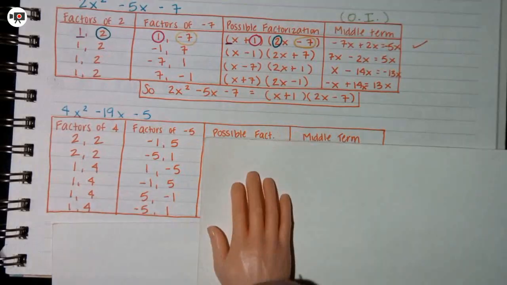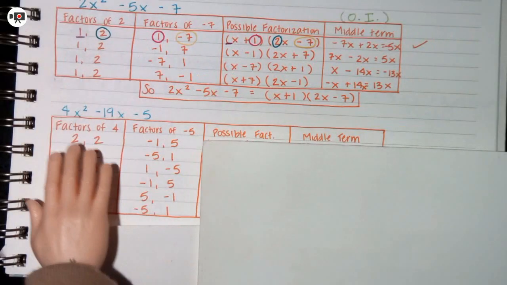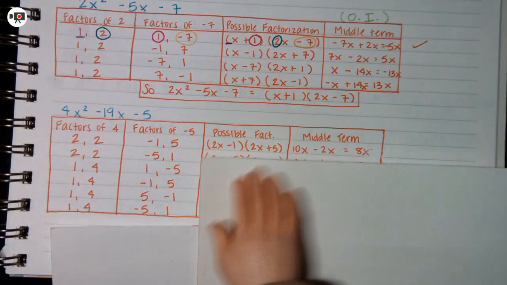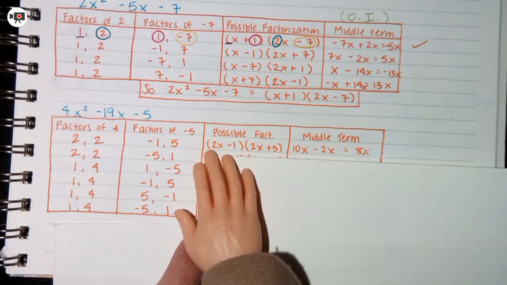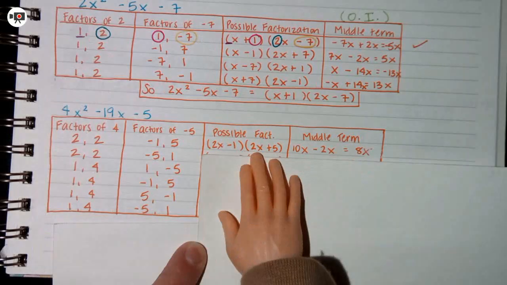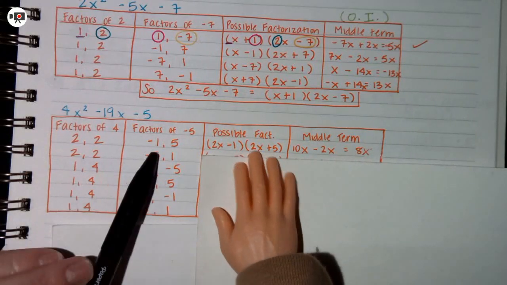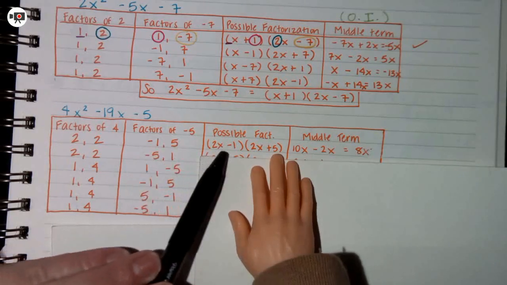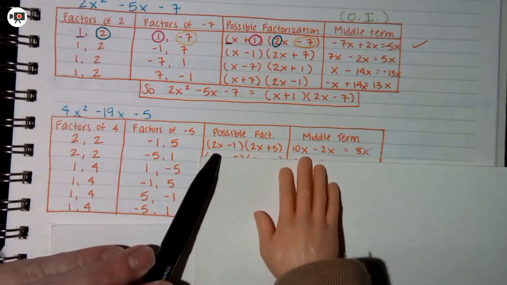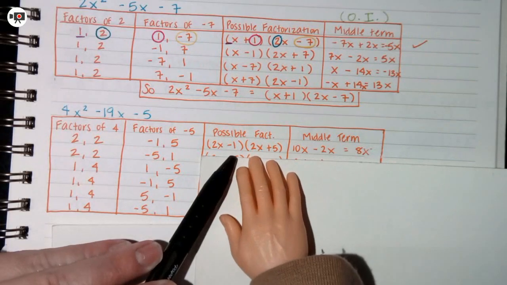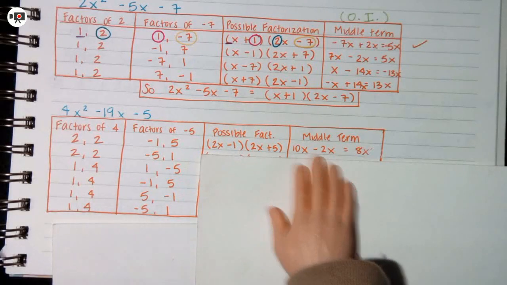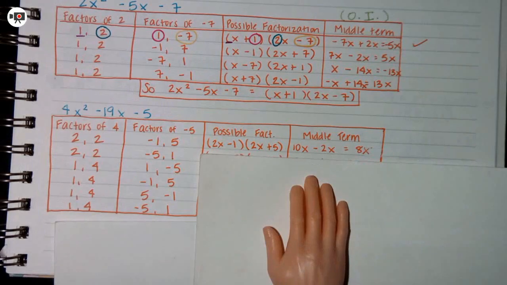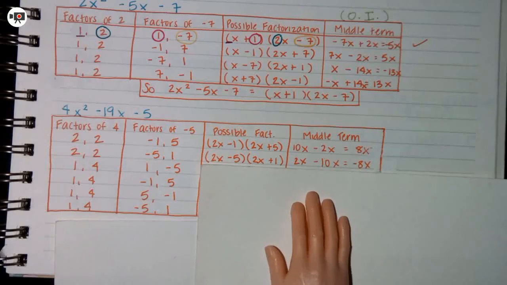Now, using the same pattern, first x, second x, first plus, second plus, I get my possible factorization. First x is 2x, second x is 2x. First plus, I have the negative 1, second plus, I have positive 5. To do the outside, you have 2x times 5 makes 10x, and the inside is negative 1 times 2x to make negative 2x. 10x minus 2x is 8x. That's not the same. So let's switch it and see.